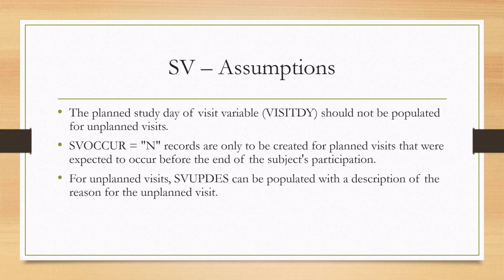Records for unplanned visits should be included in the SV dataset. For unplanned visits, the SPUPDS can be populated with a description of the reasons for the unplanned visit. Some judgment may be required to determine what constitutes an unplanned visit.